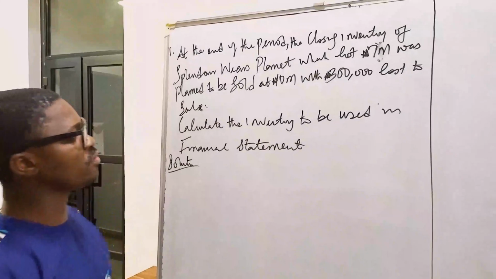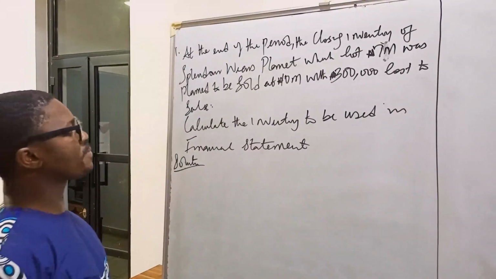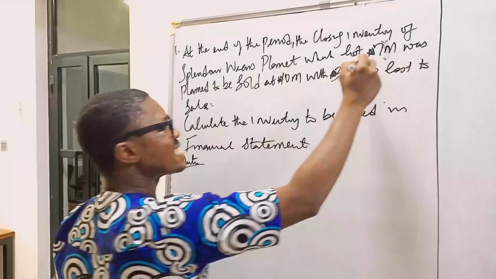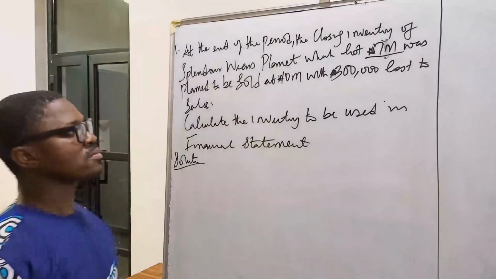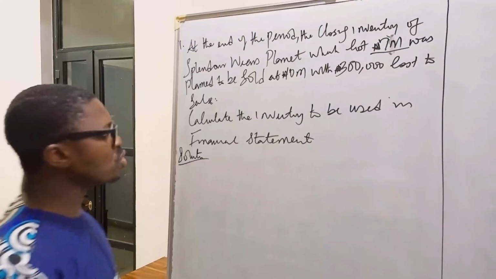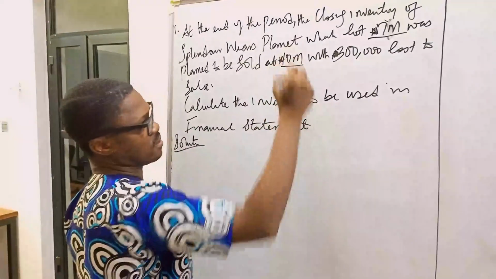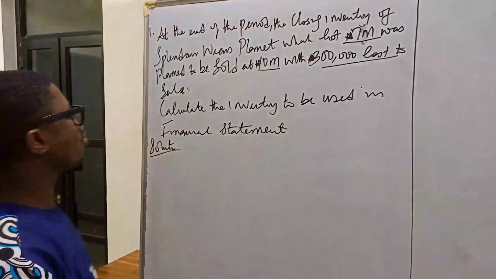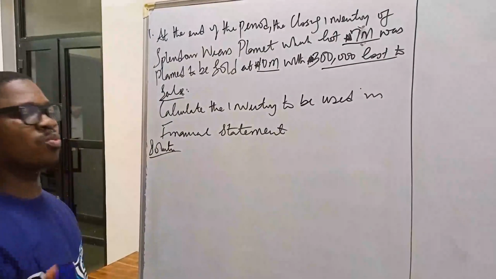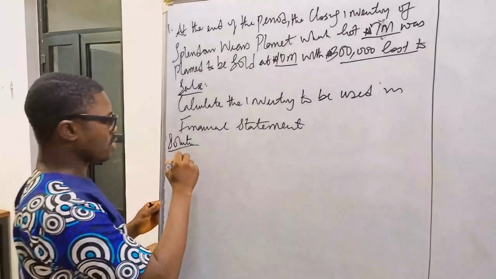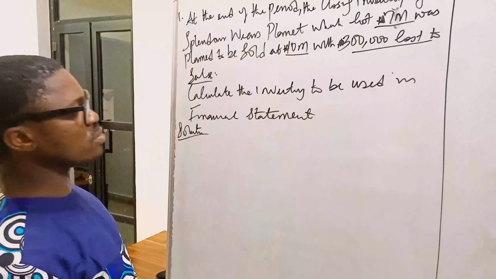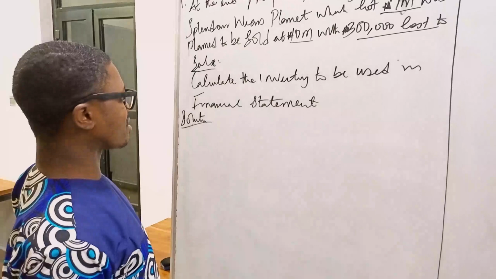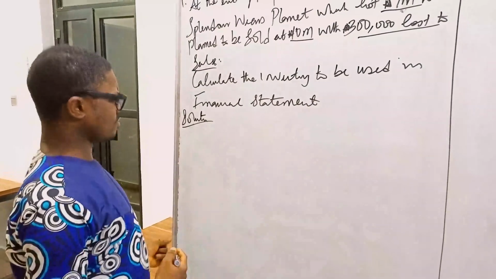At the end of the period, the closing inventory of Splendor West Planet, which cost 7 million naira, was planned to be sold at 10 million naira with 300,000 naira cost to sale. We know the condition. Calculate the inventory to be used in the financial statement.